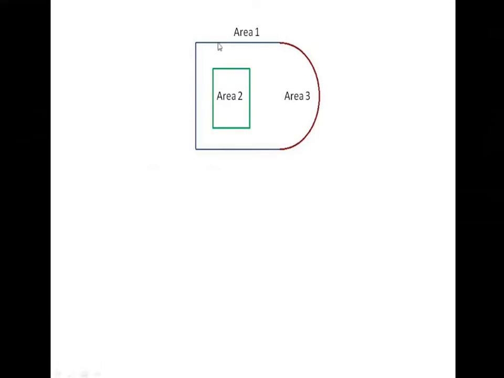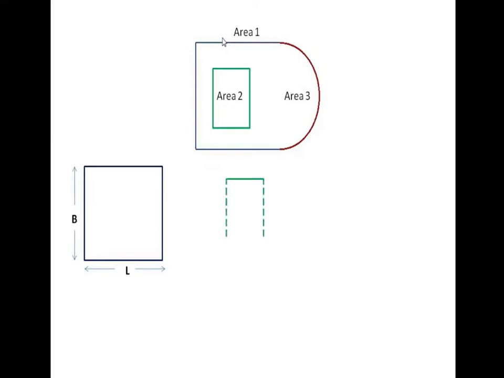Now, in order to calculate the area of this total plate, what we require to do is divide the geometry into three elements or three sub-geometries. That is element number one, area one, which has length L and breadth B. Then area two, that is the square hole, which has again length L and B. And the third sub-geometry, area 3, which is a semicircle with the radius r.